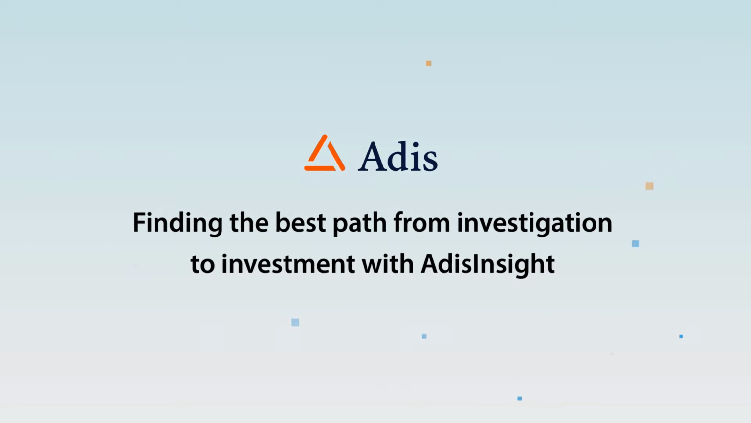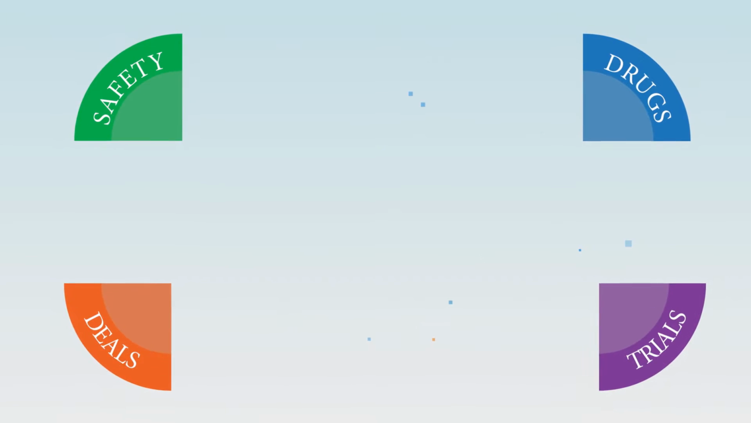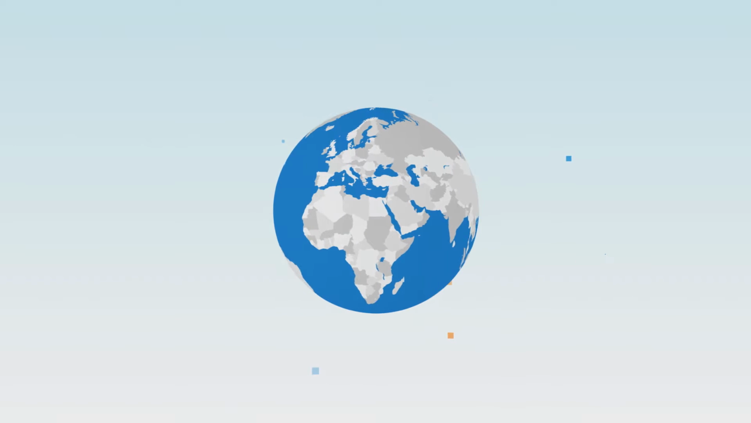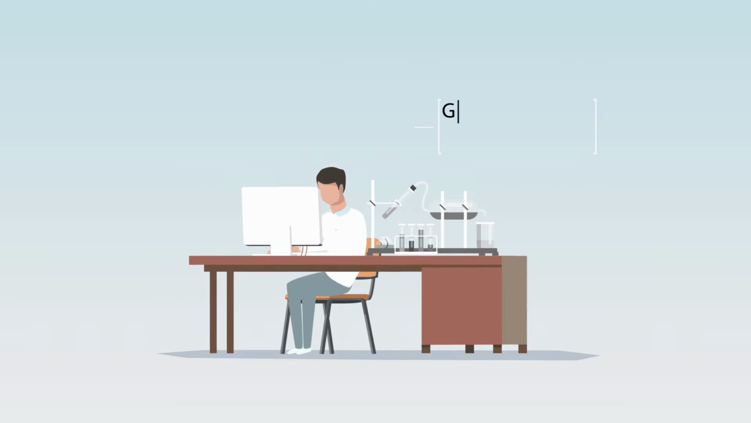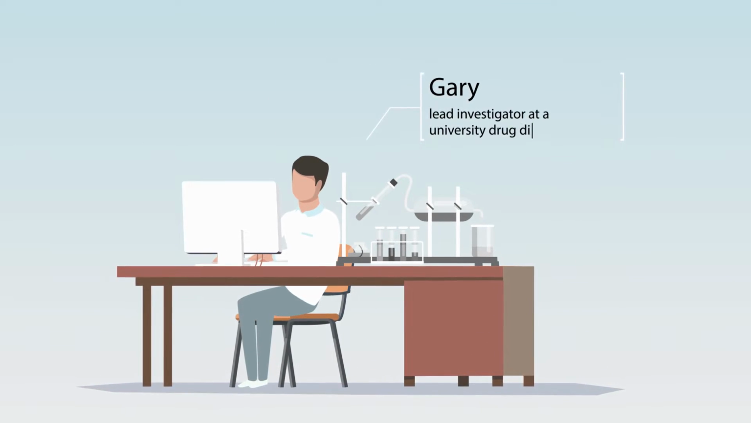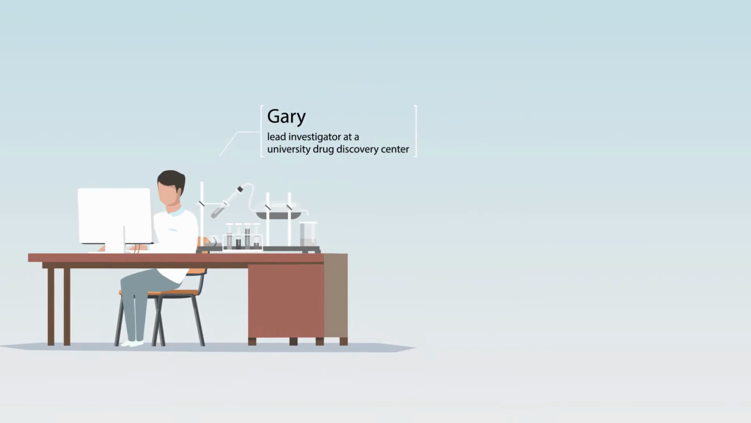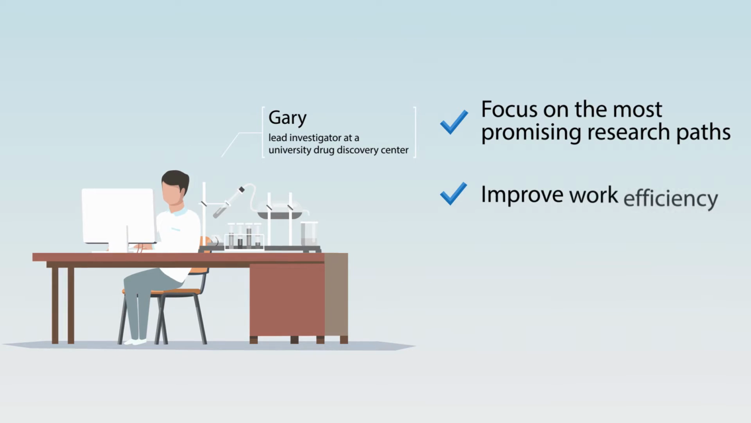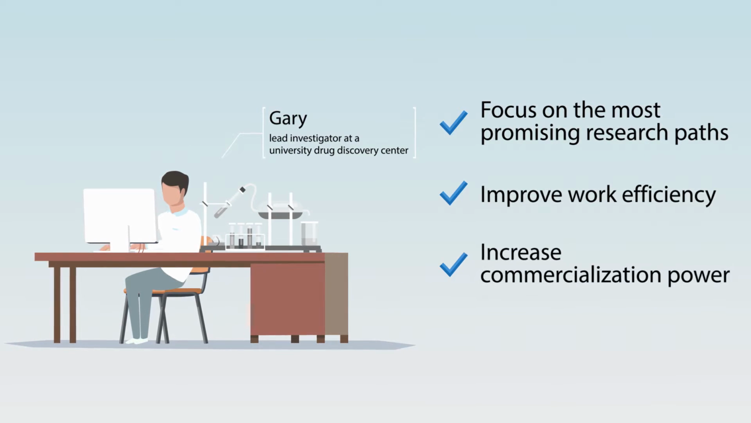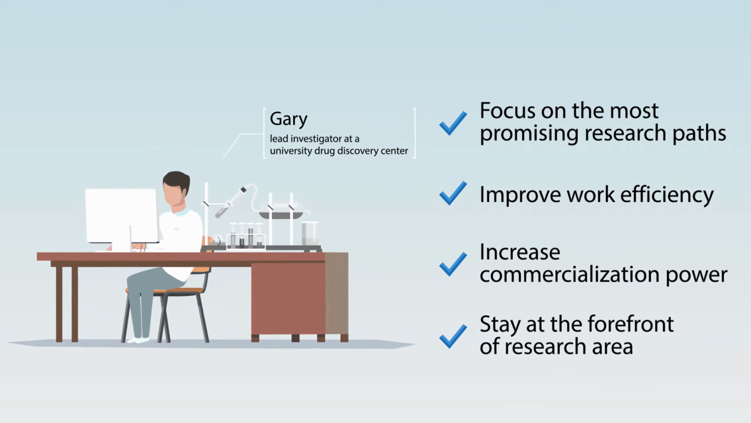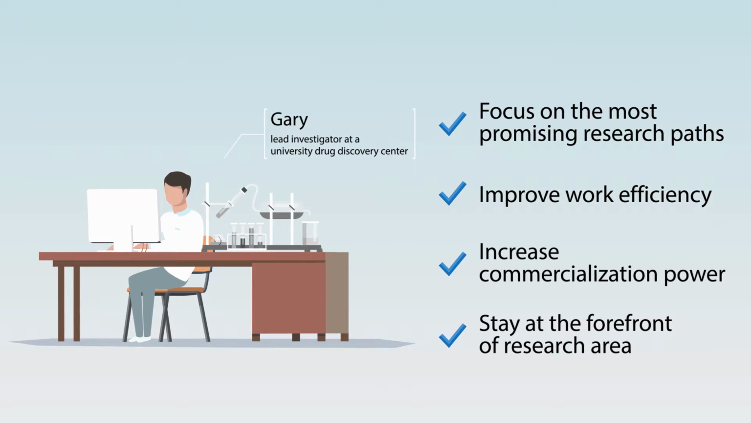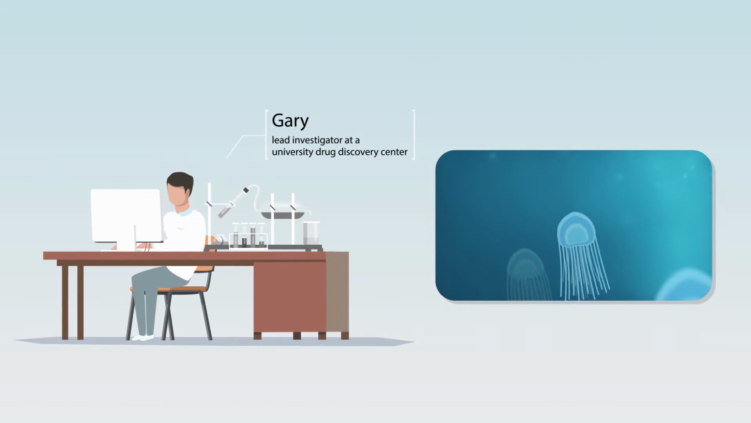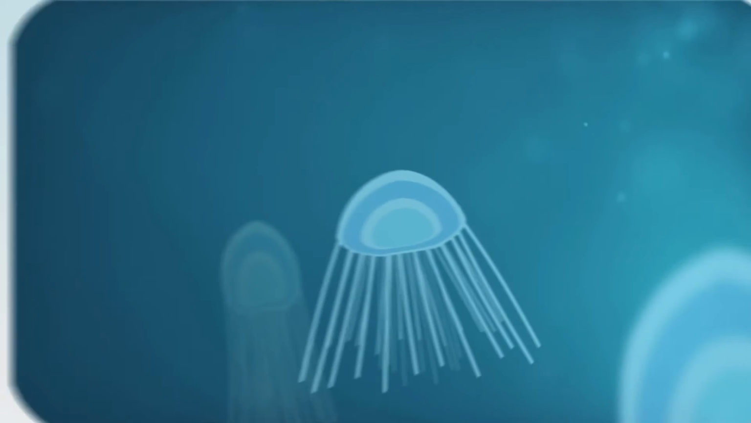AdisInsight is an easy-to-use database of expertly written current scientific information on drug treatments being developed worldwide. Here we follow Gary, the lead investigator at a university drug discovery center, as he uses AdisInsight to help his team focus on the most promising research paths, improve work efficiency, increase their commercialization power, and stay at the forefront of their research area. Gary's research group is mass screening compounds isolated from jellyfish for activity against cardiovascular targets.